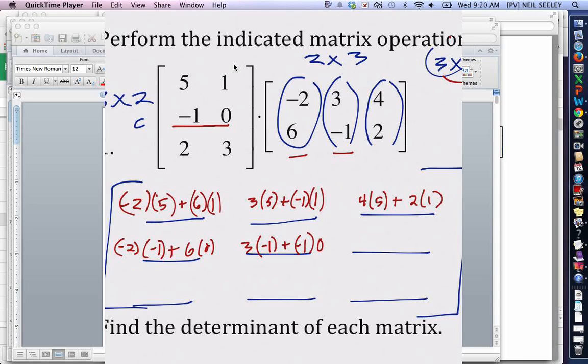And then the last one is I'm going to take this last vertical pair, 4 and 2, times the negative 1, 0 pair inside. So I got 4 times negative 1. Remember I did 4 before. That's cool.